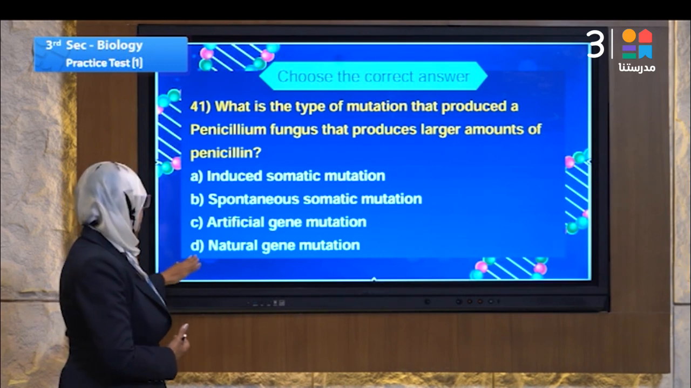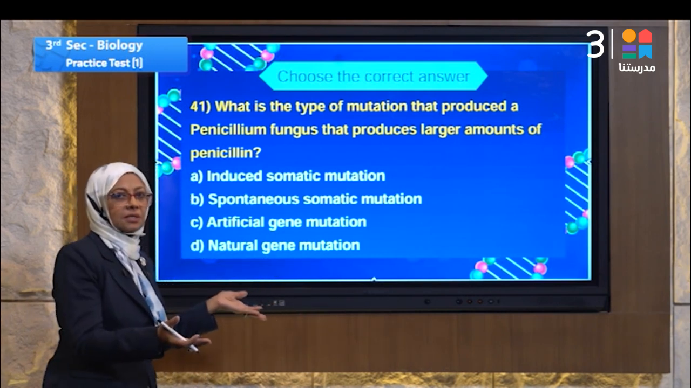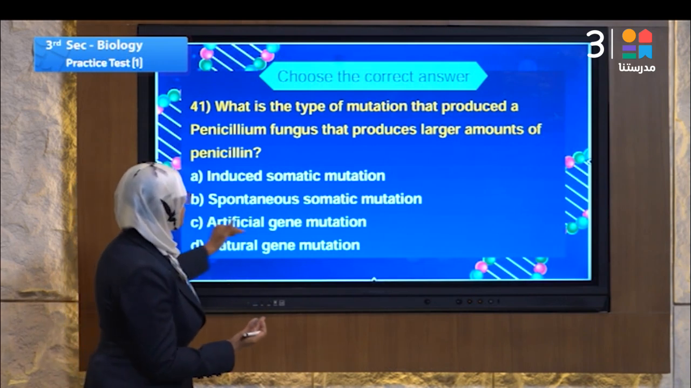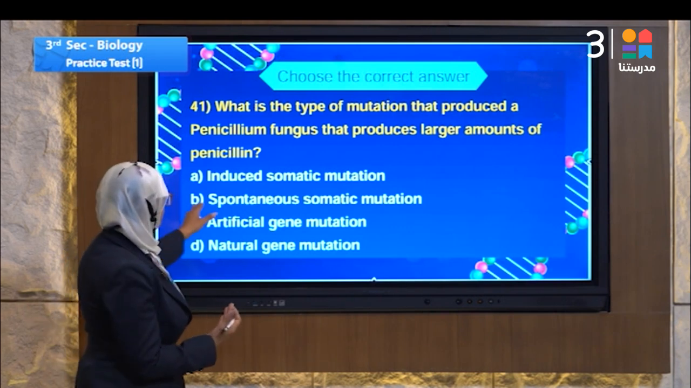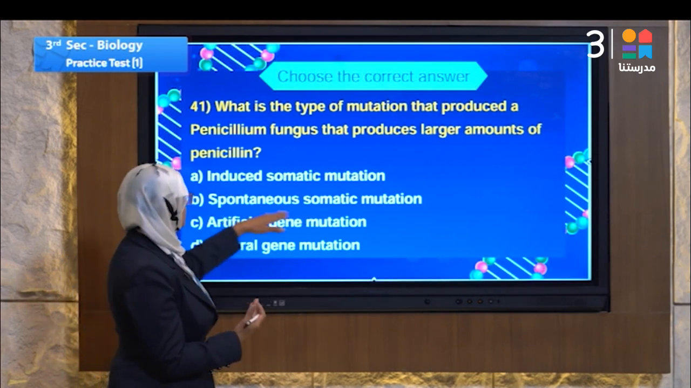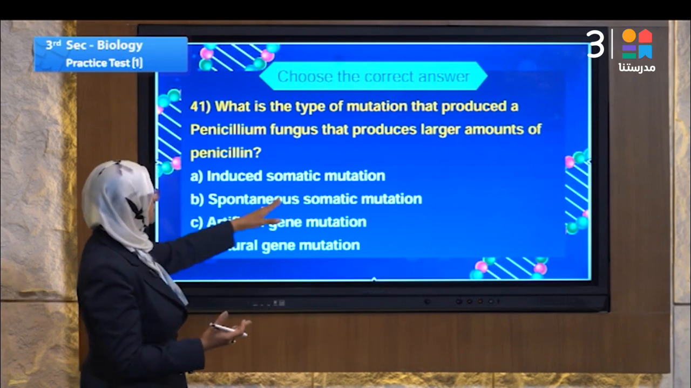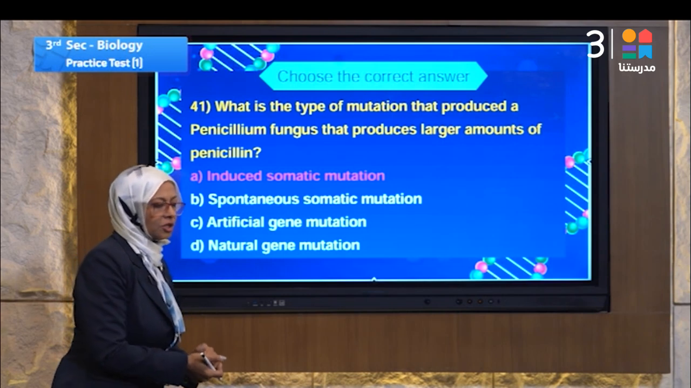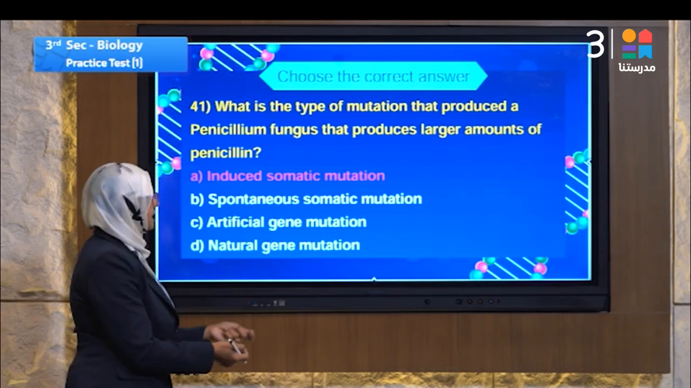No, it's not a natural gene mutation because it's induced by us to make more penicillin. Artificial gene mutation, artificial, yes, we made it. But spontaneous somatic mutation, spontaneous, that's done by itself. Induced somatic mutation, so the answer must be induced somatic mutation. We do it to make more penicillin.